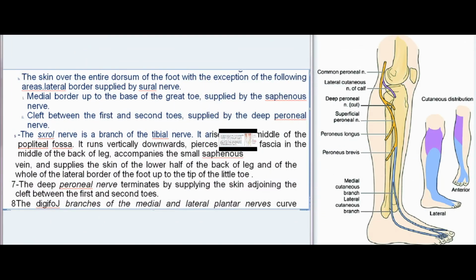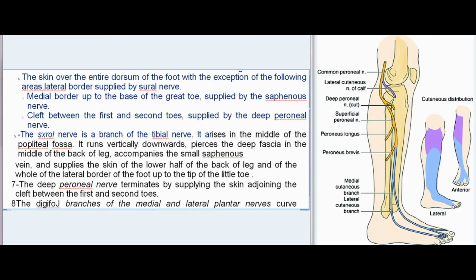They also supply the skin over the entire dorsum of the foot with the exception of the following areas. Lateral border supplied by the sural nerve. Medial border up to the base of the great toe, supplied by the saphenous nerve. Cleft between the first and second toes, supplied by the deep peroneal nerve.